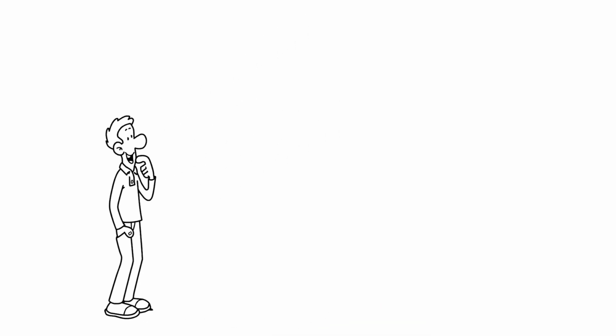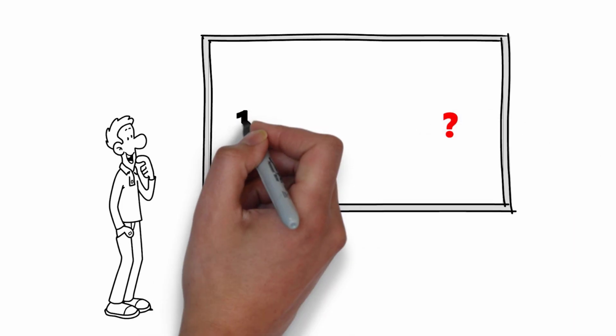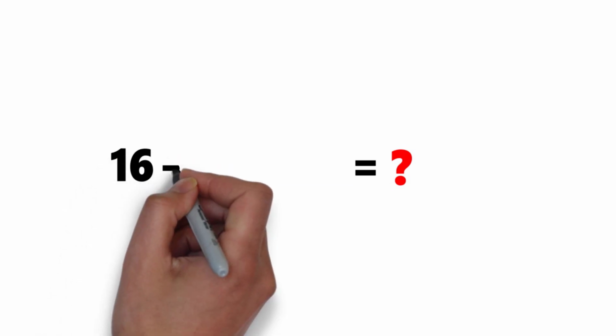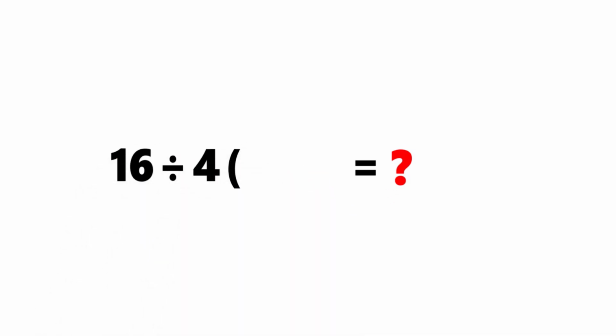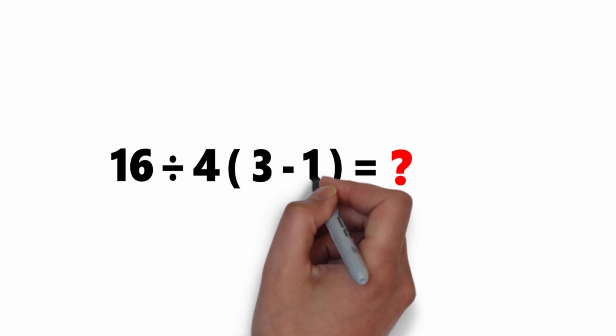Here's one of my favorite questions because it's easy to understand but might be challenging to solve. You need to calculate the question mark and you're presented with the expression. On the other side of the expression you have 16 divided by 4 and multiplied by the value in parentheses 3 minus 1.